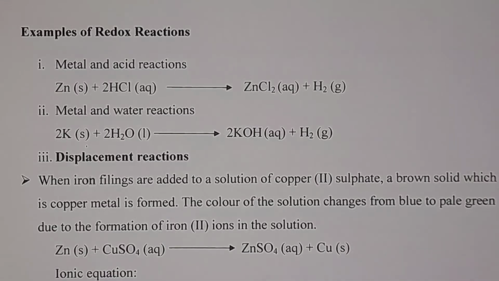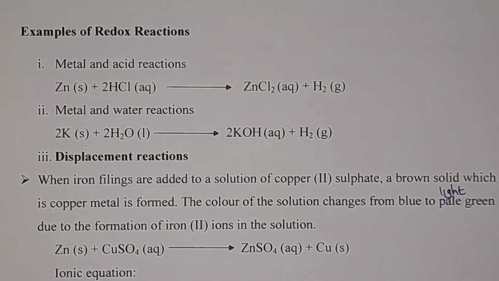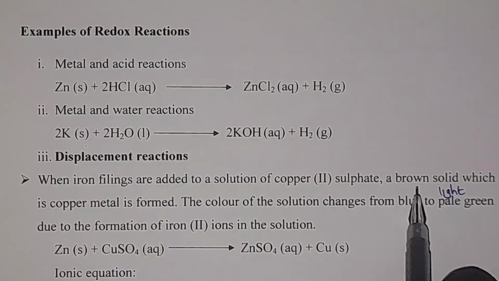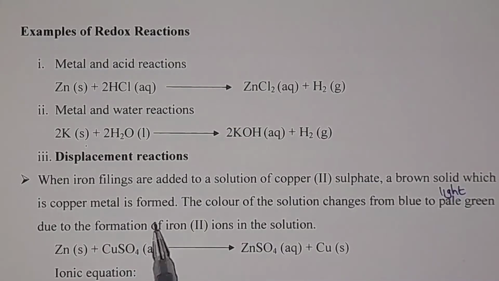Then number 3, we have displacement reactions. When iron filings are added to a solution of copper(II) sulfate, the observation that we see is a brown solid, which is copper metal, is formed. The color of the solution changes from blue to pale green or light green, and that's due to the formation of iron(II) ions in the solution.